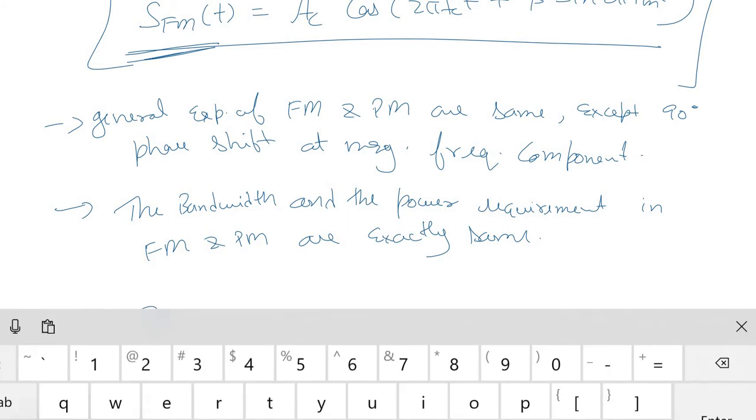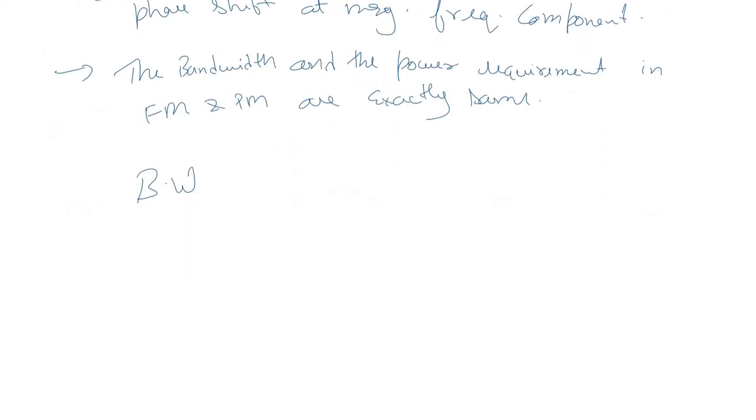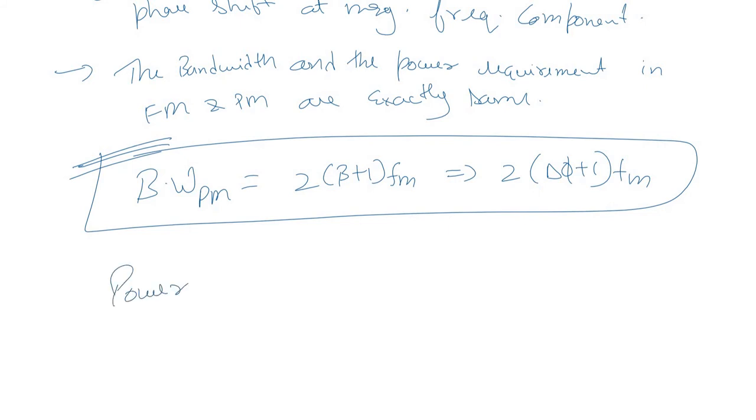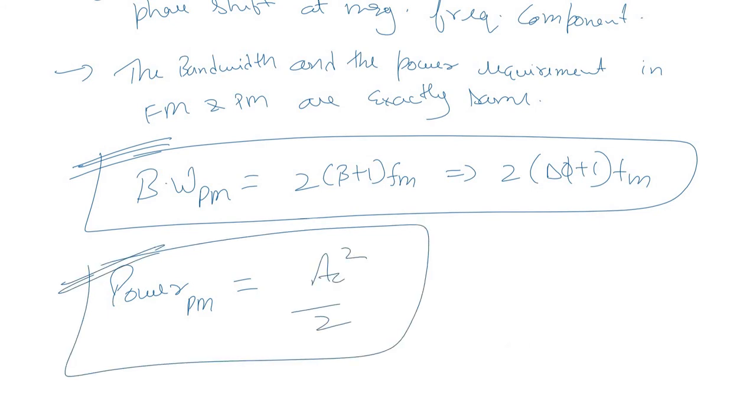So the bandwidth of PM would be the same, that we did with the help of Carson's rule, that is twice of beta plus 1 into FM, that is equal to twice of delta phi plus 1 into FM. This is the bandwidth of PM, and similarly the power required for PM transmission would be AC square by 2. That is the power of the carrier and the power of the FM signal.